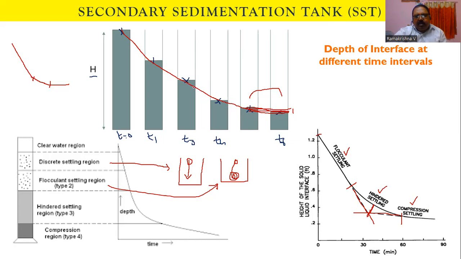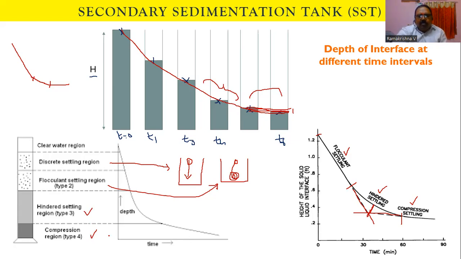These solids are not completely separated from this process, and they are not completely undergoing the compression. The transition period is nothing but what you call hindered settling. So that is called type 3 settling here. And compression settling is usually occurring at the sludge zone, where some portions of solids are already settled, and still some more solids keep on coming. They will try to compress these solids down. That's where the compression settling is going to occur.